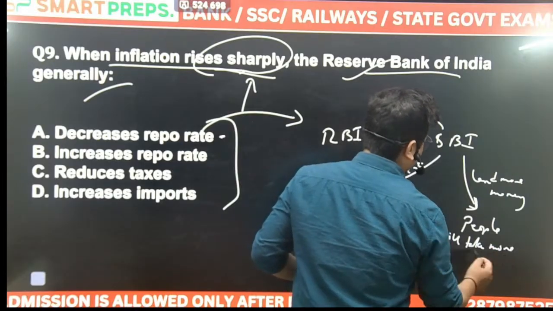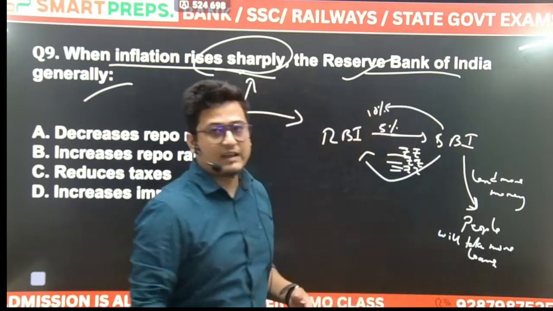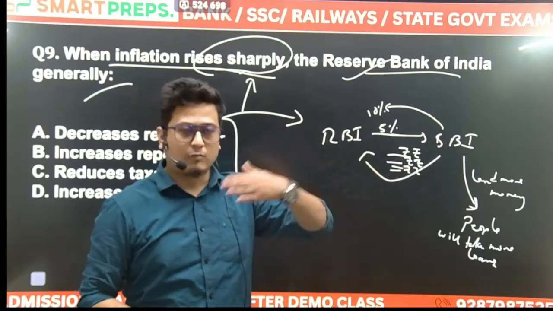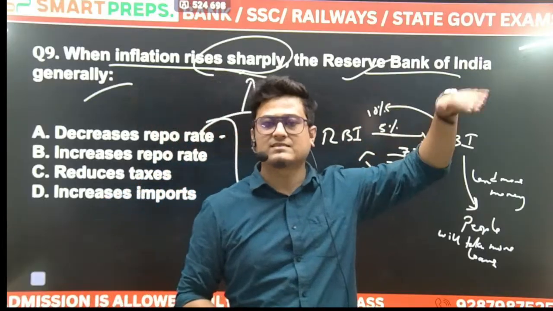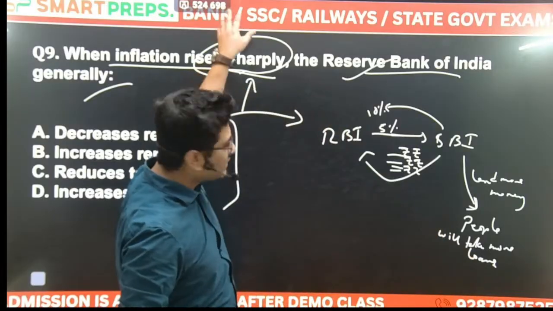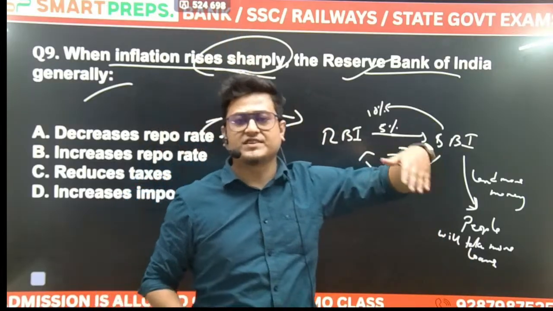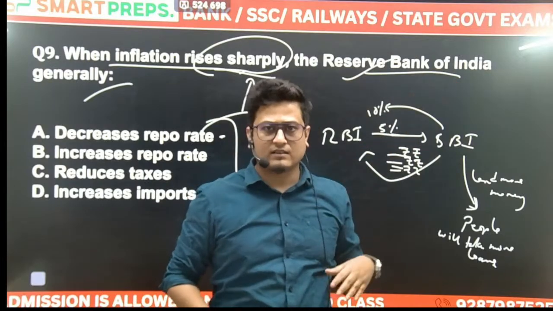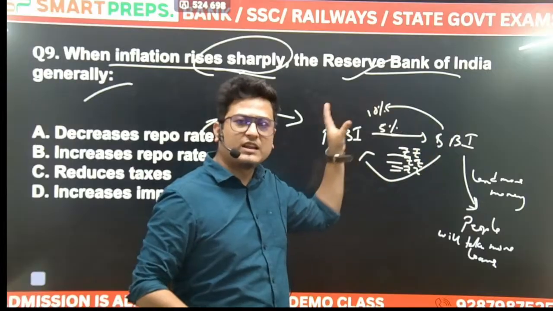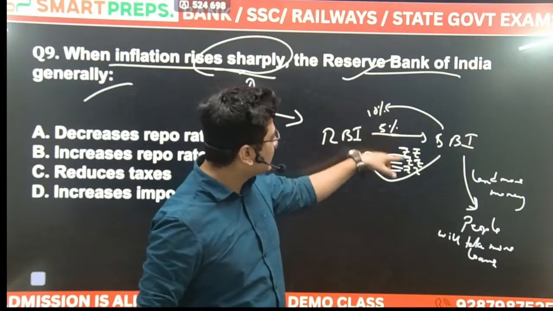If people are taking more loans, because they are getting money at a lower interest rate, they have more money now. If they have more money, they will demand more. Now, when demand rises, what happens? The price rises, right? So, if they demand more, that means the price will again rise. Already there is inflation, और ज़्यादा inflation हो जाएगा, है ना? तो RBI को क्या करना चाहिए? RBI को decrease करना चाहिए repo rate या increase करना चाहिए? RBI should increase the repo rate.